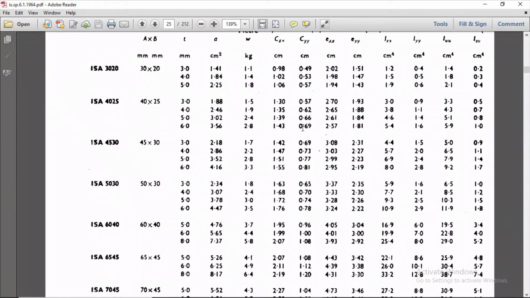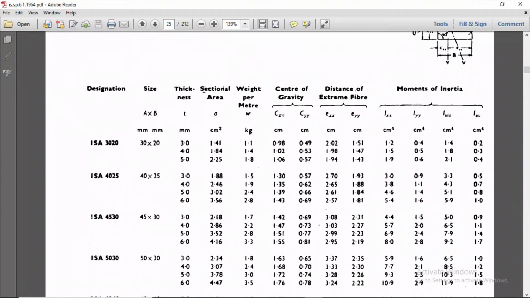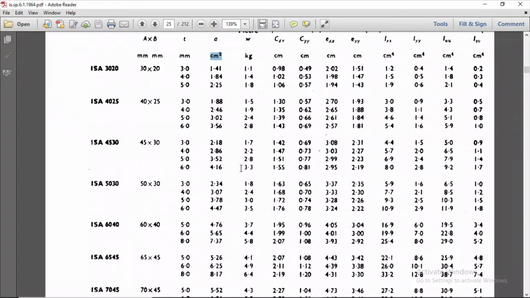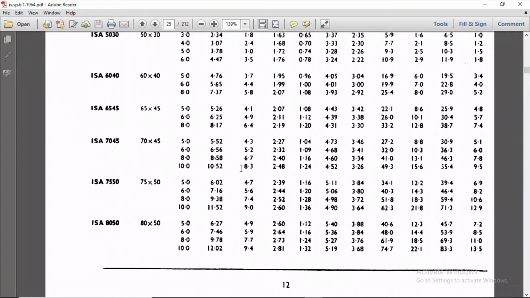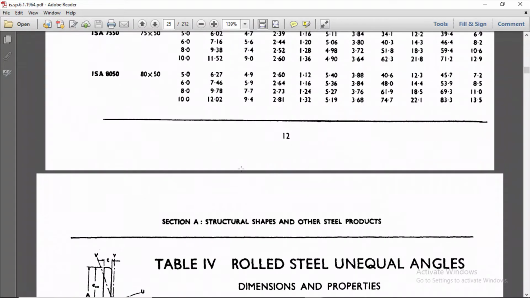So there are a number of unequal angle sections. What you are supposed to see is this sectional area. This sectional area should be more than 13.16 centimeter square. Here the units are centimeter square. We got our answers in terms of mm square, so we convert that mm square into centimeter square. So my value will become 13.16 centimeter square. Right? So you need to select an angle section which is having area more than 13.16 centimeter square.